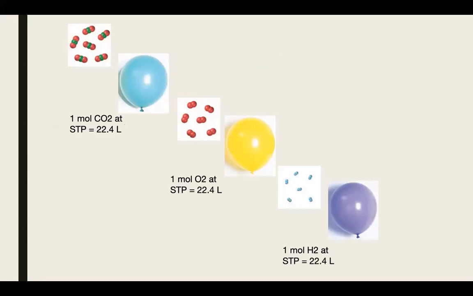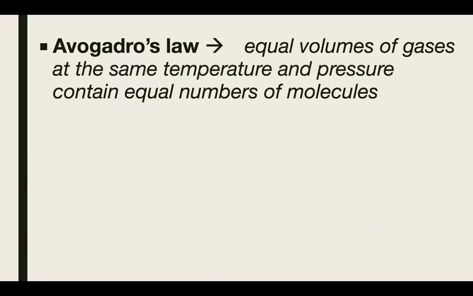Okay, so I want to go back to show you a visual representation of what Avogadro's law means. Let's go back to Avogadro's law, what it actually states: equal volumes of gases at the same temperature and pressure contain equal numbers of molecules. So that means it doesn't matter what the gas is. If there are equal volumes, they will have the same number of molecules.